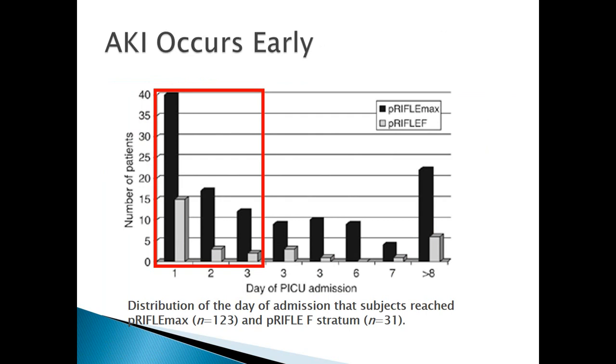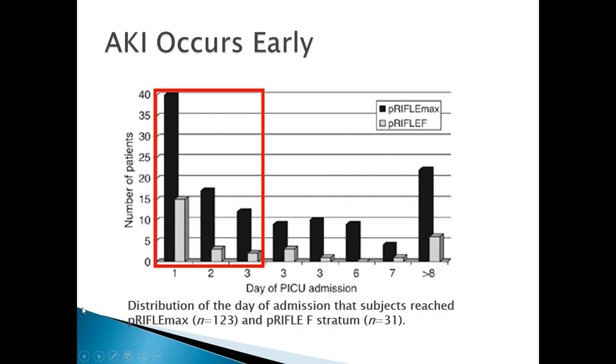Now, one thing that is very important is to understand that acute kidney injury happens early. So when we look at this study, and we look at what's called the P-RIFLE max, so the highest strata in the classification of AKI that patients developed in the course of the hospitalization, you can see that occurred on day 1, 2, or 3, right? So most of these patients, the renal failure happens early. So it's not something that's going to happen later on, or I guess it could, but the majority of the time it happens very early.